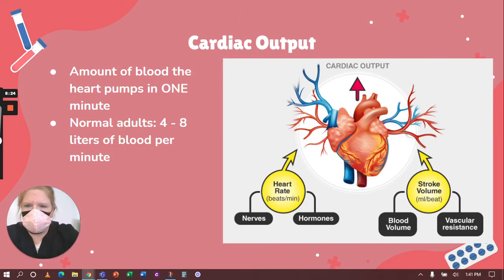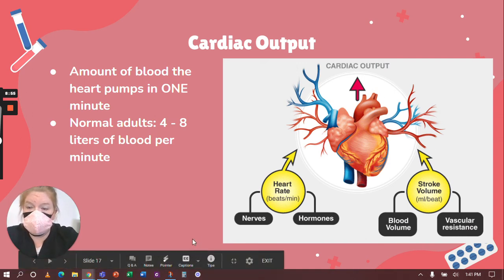The cardiac output is the amount of blood the heart pumps in one minute. Basically, you measure the amount of blood that's flowing out of the left ventricle, and then you count your heart rate, and you multiply those numbers. That's going to give you your cardiac output. For normal adults, it should be between 4 and 8 liters of blood per minute. If you are an Olympic athlete or a well-trained athlete, you're going to be way at the higher end and way above 8, because your heart is trained to pump more effectively.